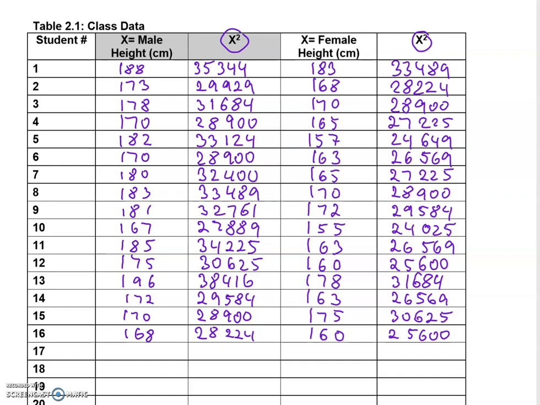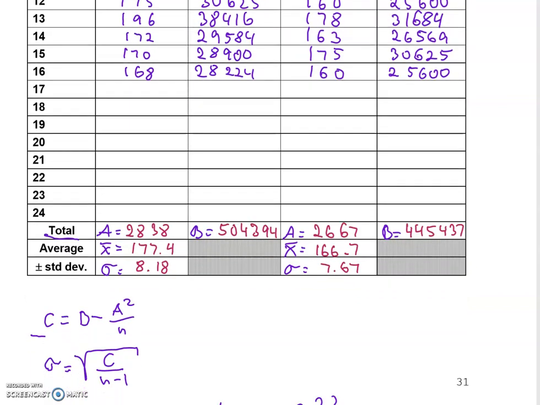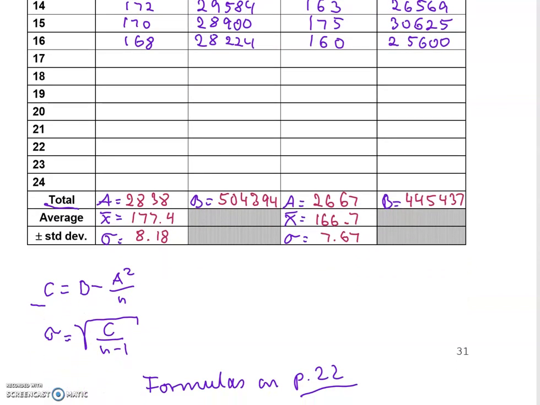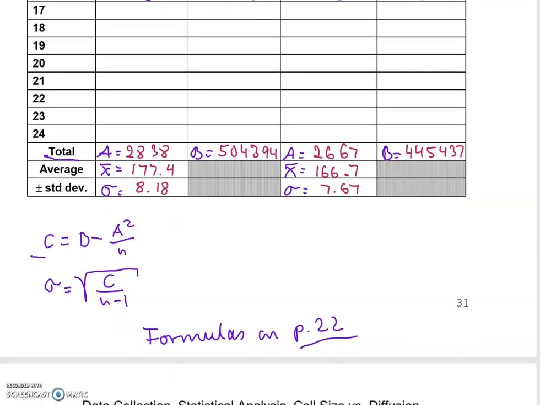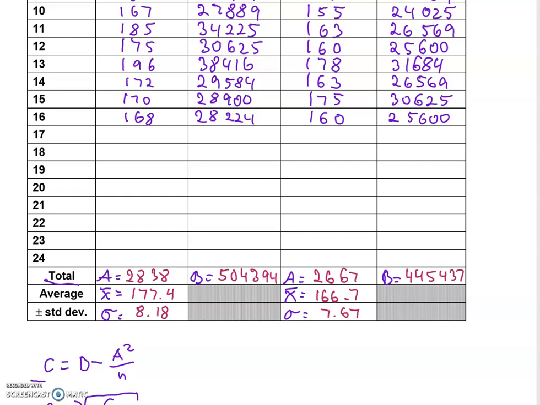Okay, so here we're back with our data table, and I calculated the numbers here on the bottom for you. So you should compare that to your own results. For me, the sum of the male heights came out to 2,838 centimeters, and the average for the males came out to be 177.4. The sigma is 8.18.